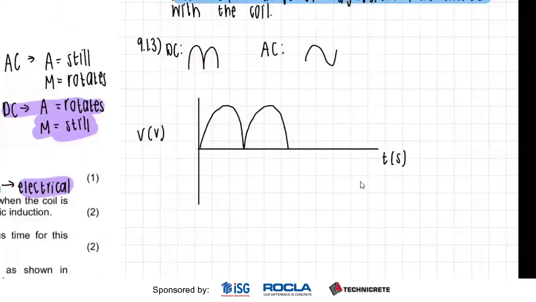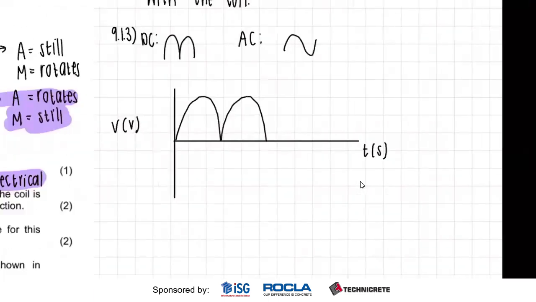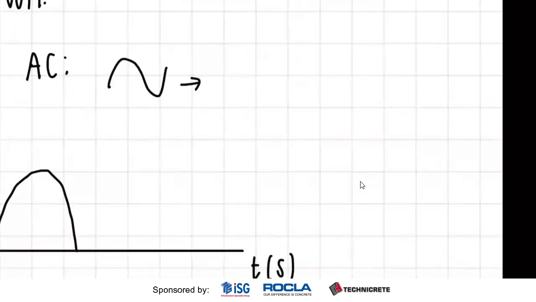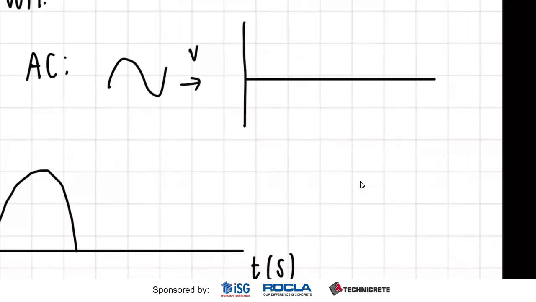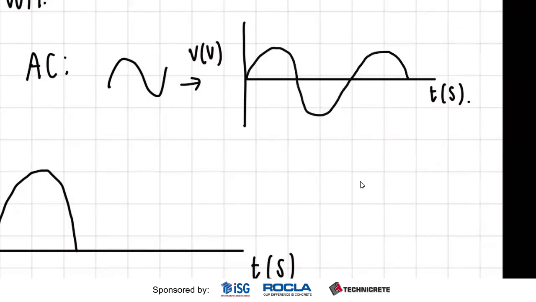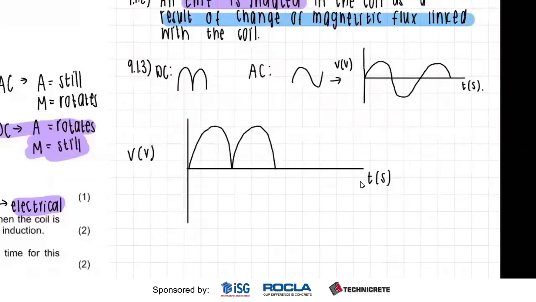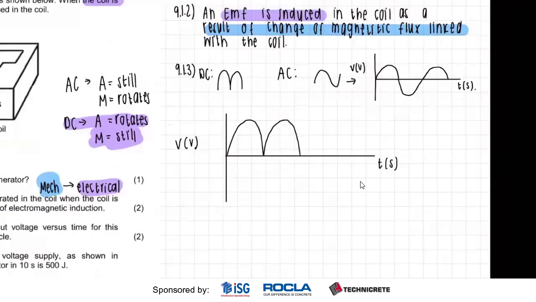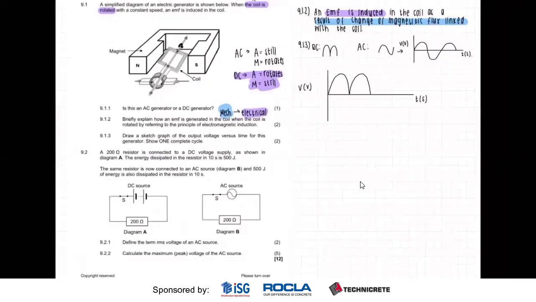And there's our graph. If our generator had been AC, which it is not, our graph would look like this. We would have the voltage in volts on the y-axis and the time in seconds on the x-axis, and it would look like this. So that is question 9.1.3.